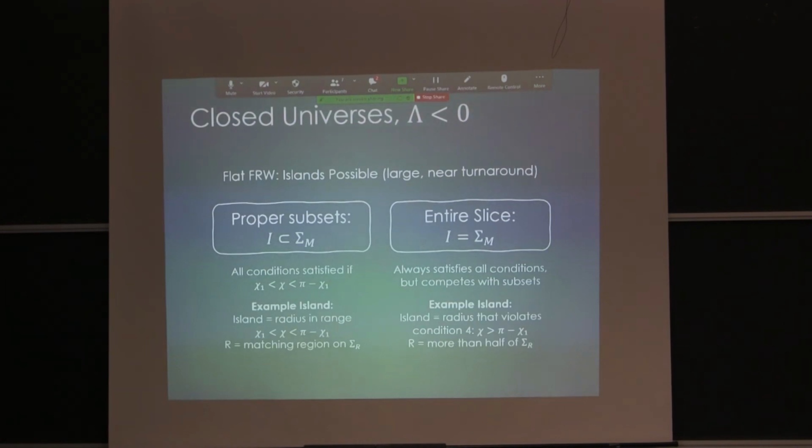And then, what was the rest of your question? Okay, so yeah, basically it's because of curvature. For the proper subsets, yes. For the entire slice, that doesn't matter.